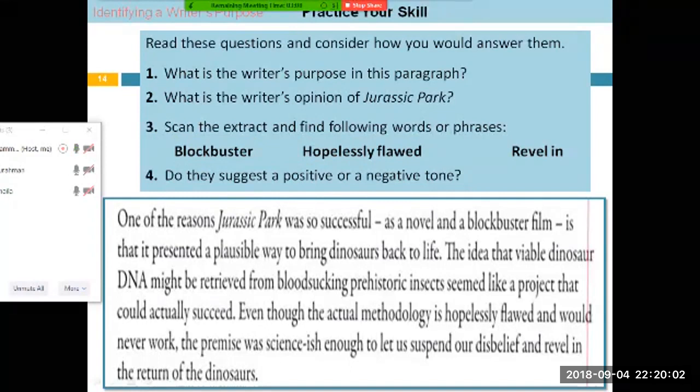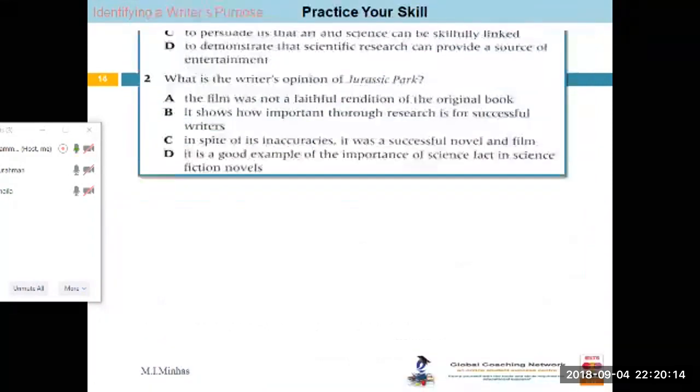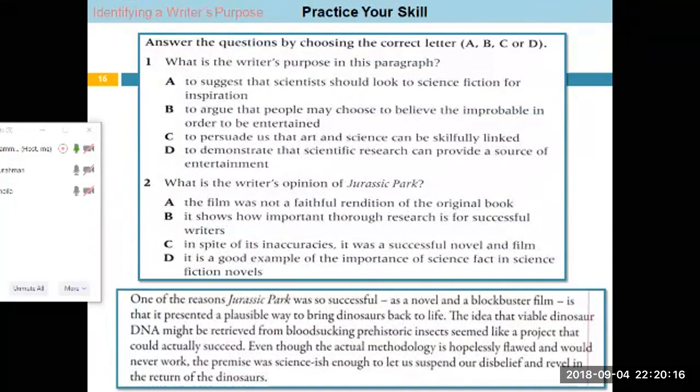Like in the previous example, the example we did about language, we talked about different views. Do you remember that? Okay. Now answer the questions. What is the writer's purpose in the paragraph? There are A to D, four options.